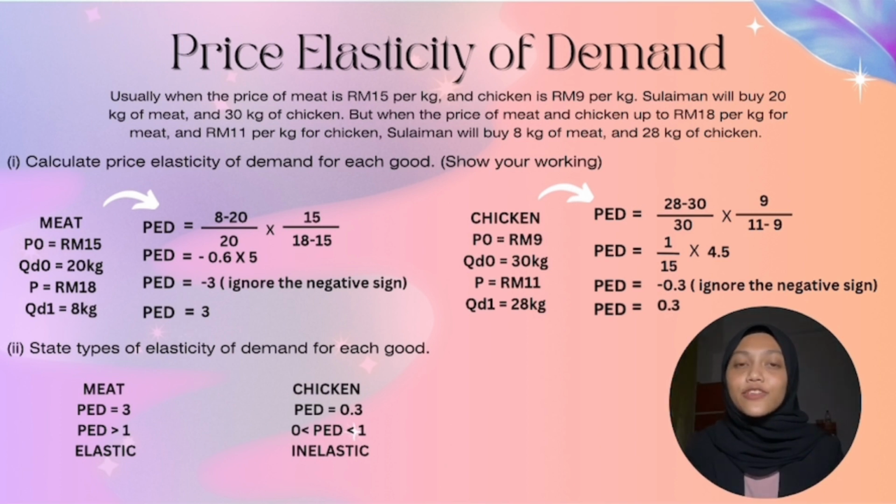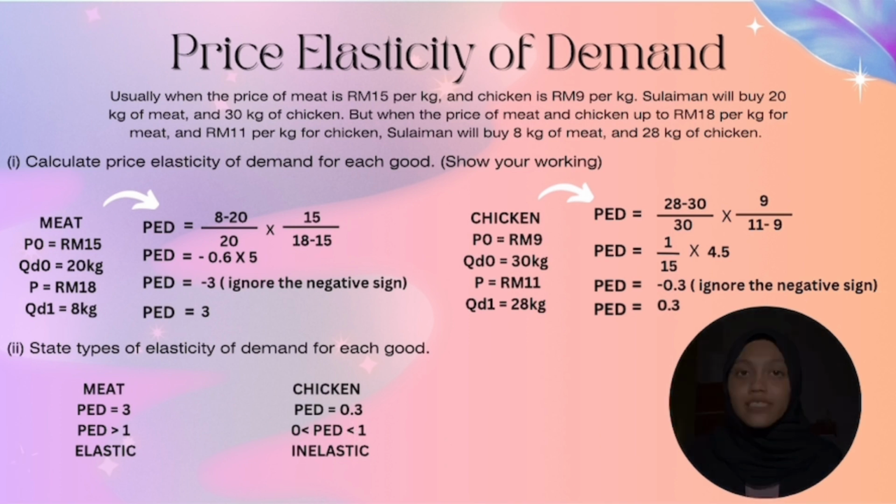For chicken, QD0 is 30 kg, P0 is Rm9, QD1 is 28 kg, P1 is Rm11. Means that when price increases to 11, Sulaiman will buy 28 kg of chicken. The calculation is (28 minus 30) divided by 30, multiplied by 9 divided by (11 minus 9), equals to negative 1 per 15 multiplied by 4.5, equals to negative 0.3. Ignore the negative sign. So the answer is 0.3.